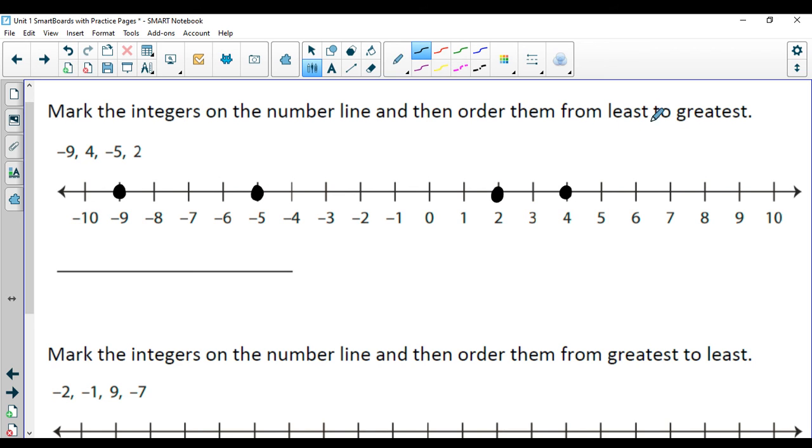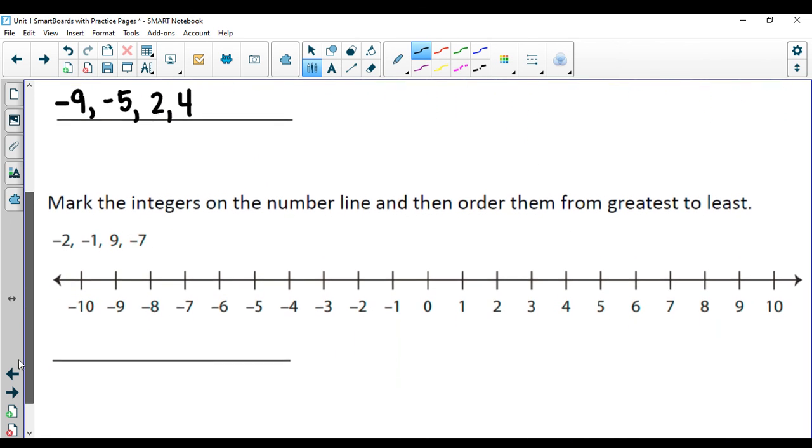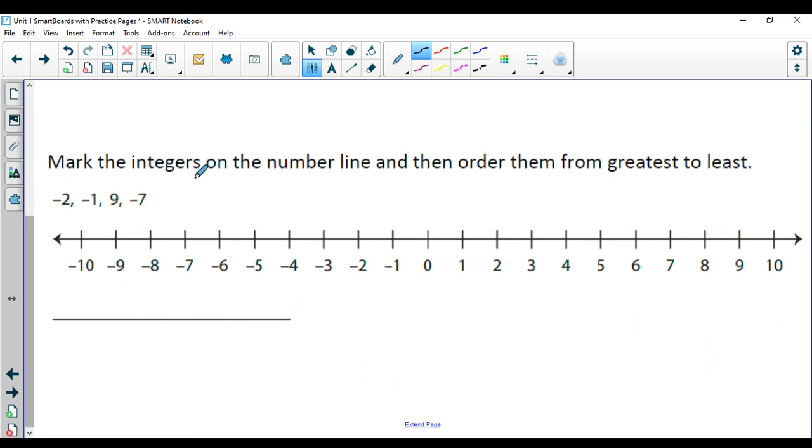Now, if I'm going from least to greatest, that's left to right. So we're going to start off: negative 9 is our least, followed by negative 5, followed by 2, and finally followed by 4.